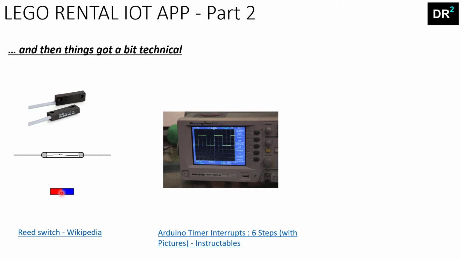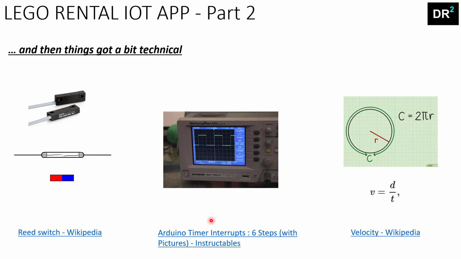Then the other thing that you need is an idea about timer interrupts, and here I would highly recommend this blog post or this description of how this works, because that's crucial for measuring the speed and distance. And then you need some basic knowledge about circumference, pi, and the radius, and how to measure distance and speed with that.